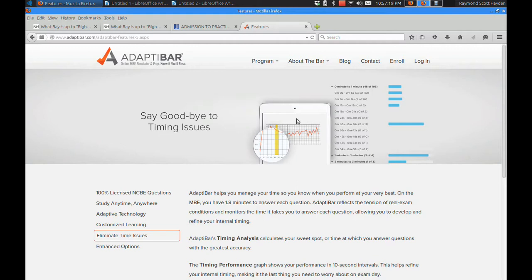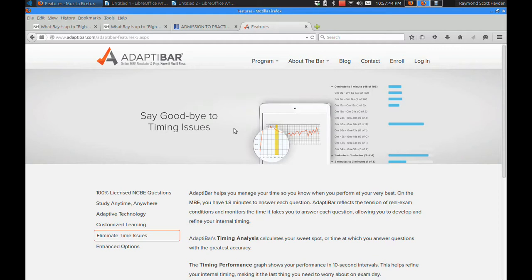And this image right here is a graph that's very, very helpful in eliminating those timing issues. Now, AdaptiBar deals with the MBE questions, and we know that we're not going to see MBE questions on the first year law students examination. They also make this statement down here that you have 1.8 minutes to answer each question. I want you to park that in the back of your mind for a minute, and I'll come back to it. Let's talk about the timing issues.